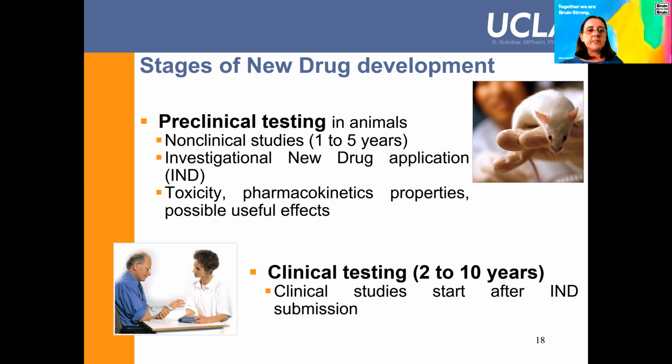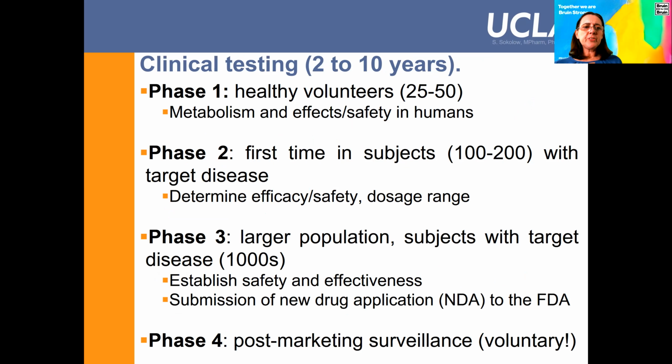So first you have an investigational new drug application that is sent to the FDA. If that goes well and they have enough evidence, then the FDA will say, okay, now you can move on and you can start your clinical studies. So that starts after the investigational new drug application gets approved by the FDA. And the first phase starts with healthy volunteers. So it's a very small study, between 25 and 50 patients, in which they're going to look at the metabolism of the drug and the effect and how safe it is in humans.